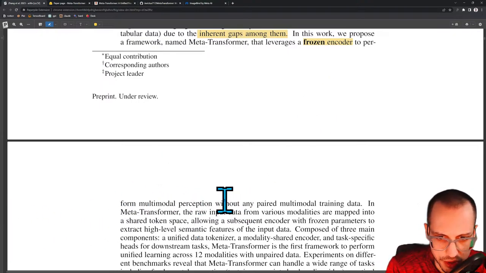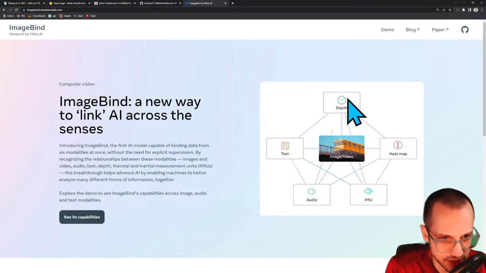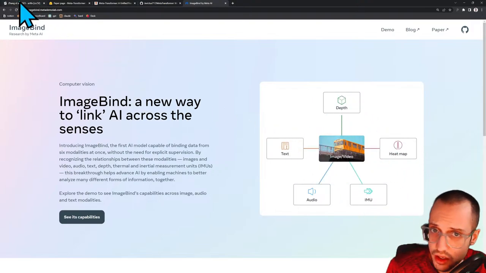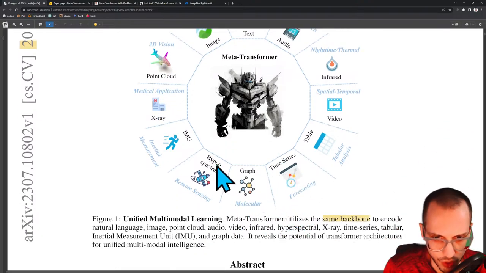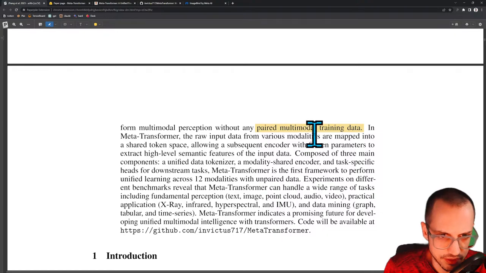To perform multimodal perception without any paired multimodal training data. So the paired here is key, right? Because in this ImageBind paper from Meta, every single one of these data modalities had a pair with image. So you had text and image, you had depth and image, you had heat maps and image, you had IMUs and image. So the fact that all of them had this shared image modality means that you could rely on the pairing to figure out what the connections between the unpaired ones are. But you're not going to have paired training data for some of these, right? Maybe a point cloud won't have anything with a time series, or a graph won't have anything with audio. So the lack of pairing makes this difficult.